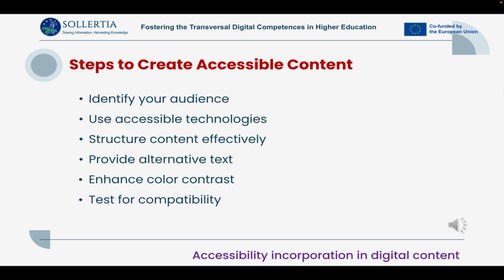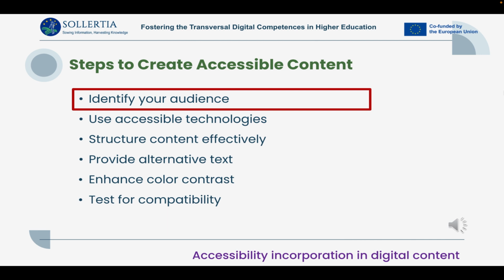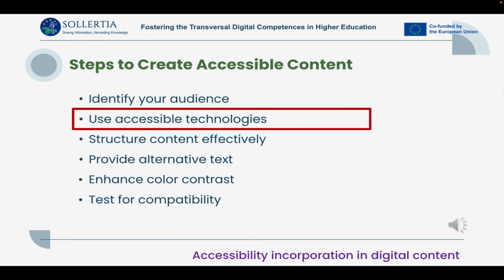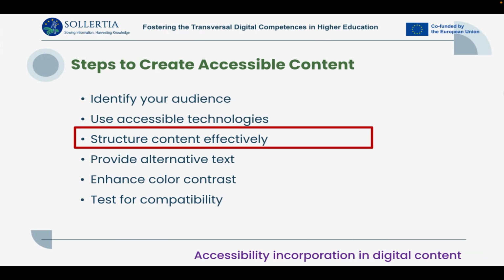But how do we get to have accessible content? Well, we must follow these steps. First, we need to identify our audience. We need to understand the needs and preferences of our users, including those with disabilities. Then, we need to look at how we can use accessible technologies. Platforms like HTML5, CSS3, and ARIA are designed to support accessibility standards.